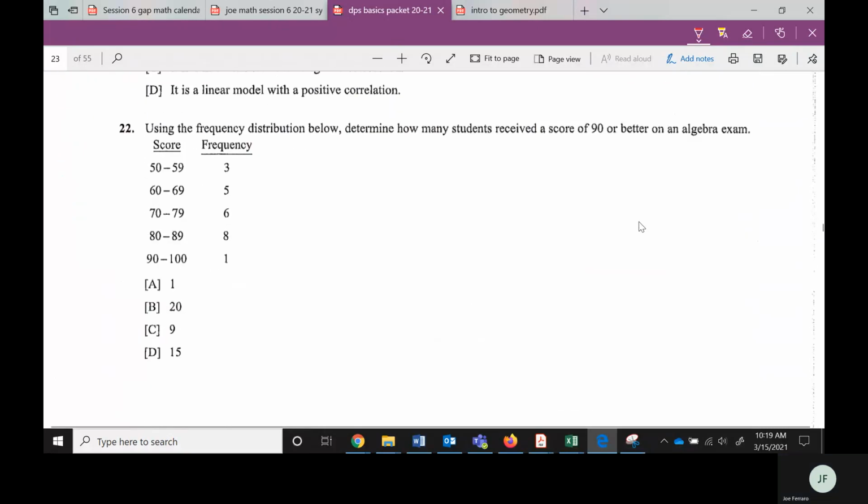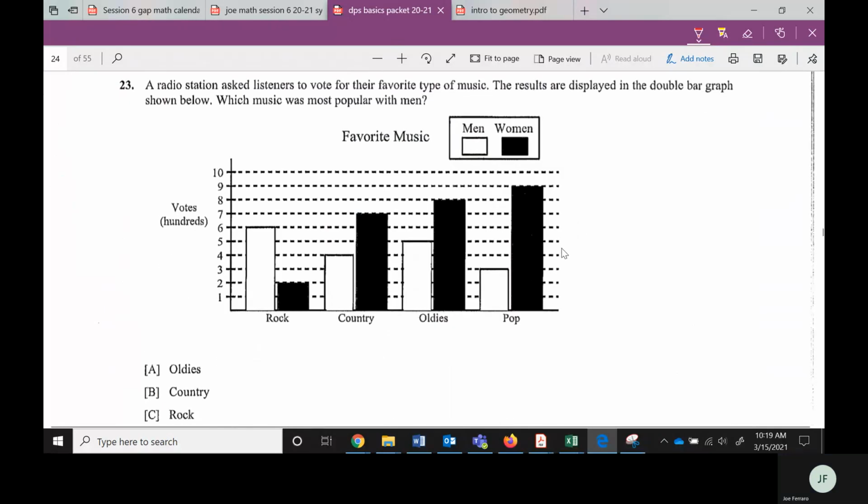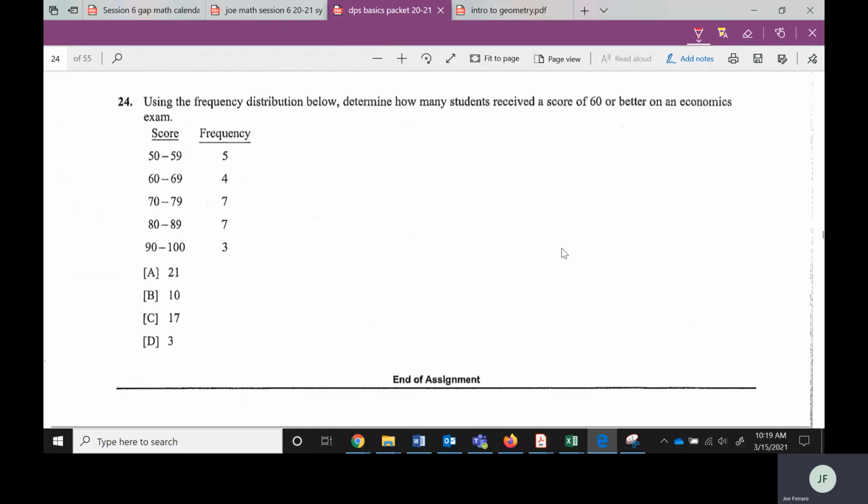Here, it says use the frequency distribution below, determine how many students received a score of 90 or better. So I'm not going to do this one for you, but you include 90 or better. Last page. You can do number 23, 24, same thing, 60 or better. So include 60 and up, count how many the frequency is for that. Okay.